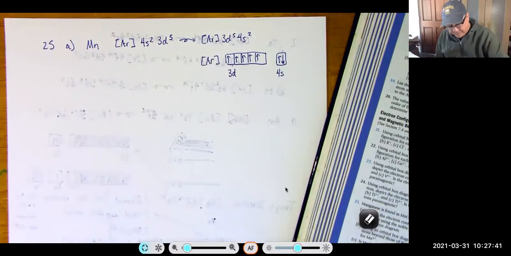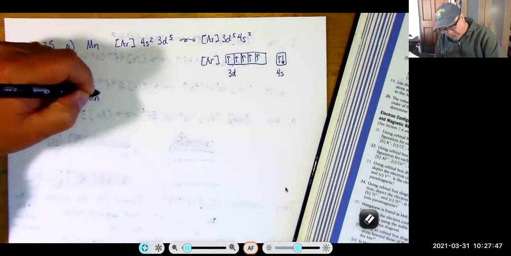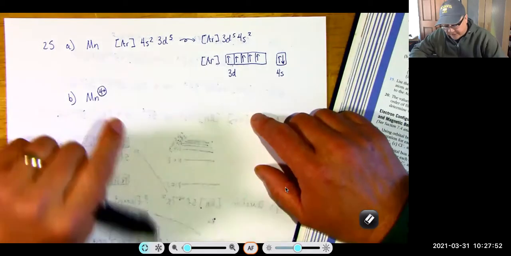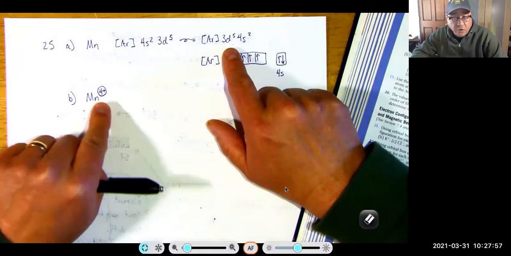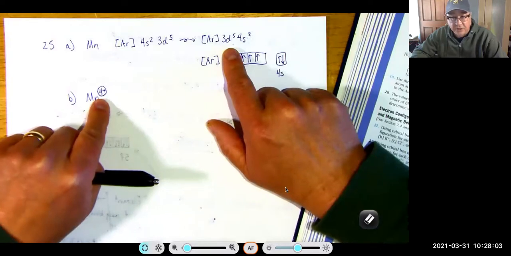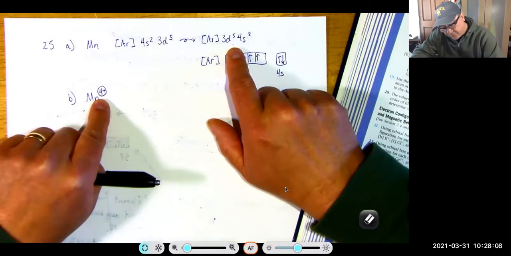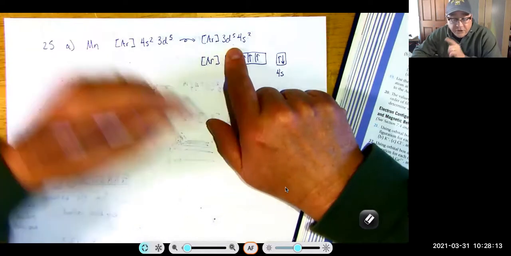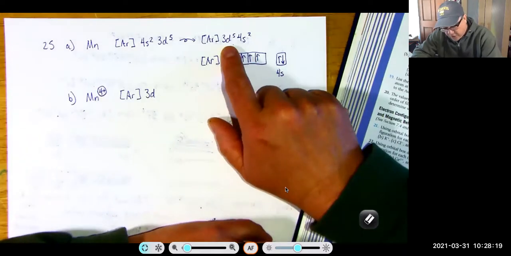Okay. Now for B, what is the manganese 4 plus going to look like? And the way you always get these is you start with a neutral. And since this is a +4, that means you have taken away 4 electrons. That's how you get the +4 charge. So we have to take away 4 electrons from this configuration. So we're going to start with argon, 3D, and these 4s, 2 of them have to disappear, and these 3D, 2 of them have to disappear. So it becomes 3D3.